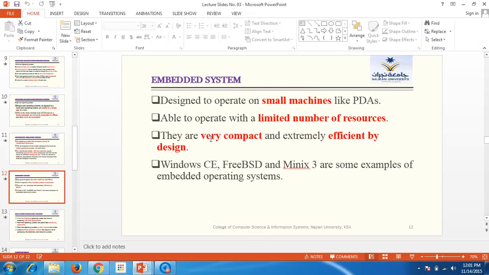Then we discussed embedded systems. Embedded systems are designed to operate on small devices like PDAs, smartphones, and tablets, because these types of embedded systems require a limited number of resources and they are very compact and very efficient by design. We saw examples: Windows CE, FreeBSD and Minix 3 are some examples of embedded systems.